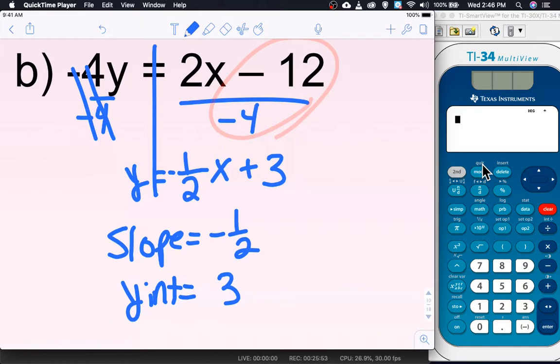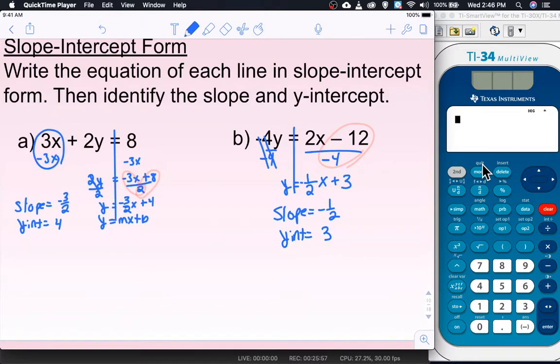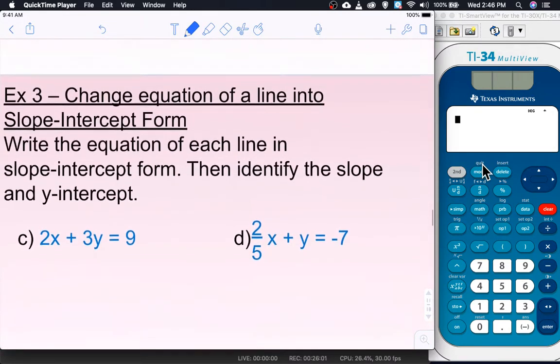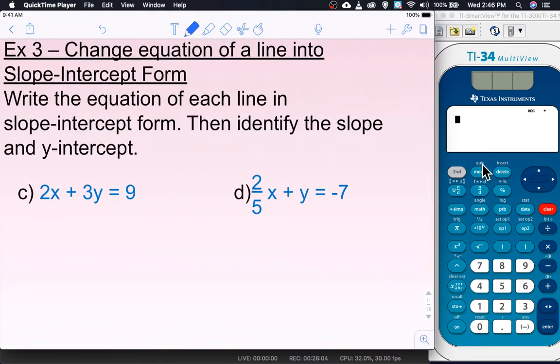Okay, so you get the y variable by itself. You make it look like slope-intercept form, and then just identify the slope and the intercept. Okay, 2 for me, so here's 2 for you. Go ahead and pause the video. Try these 2 on your own. When you're ready to continue, hit play, and we will go through it together.